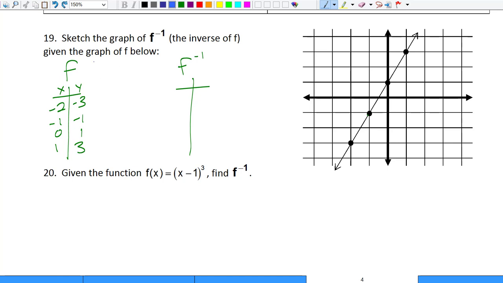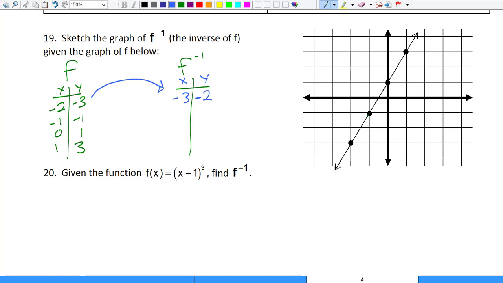To get from f to the inverse, all I'm going to do is use the definition of what an inverse is and interchange the x and y's. So instead of negative 2 comma negative 3, for the x value I'm going to write negative 3, and for the y value I'm going to write negative 2. The x and the y switch places. Notice I didn't mess with their negative signs. If it was negative, it stayed negative. If it's going to be positive, it stays positive.